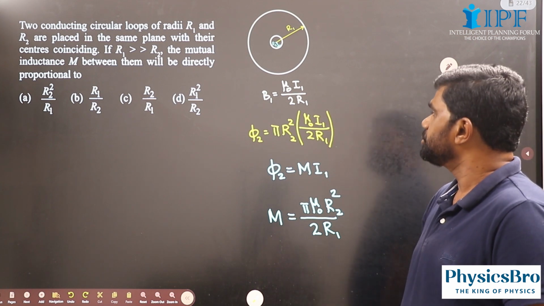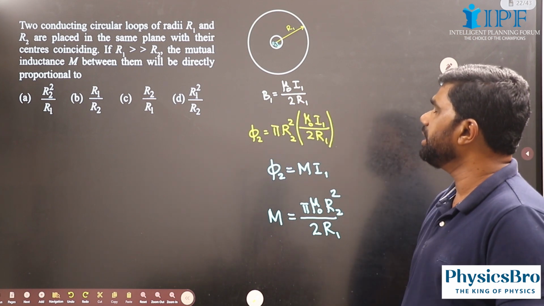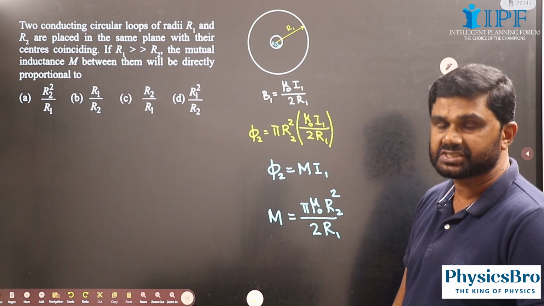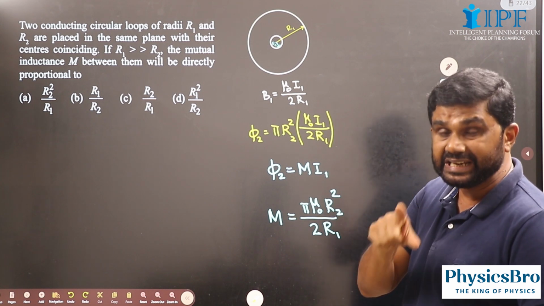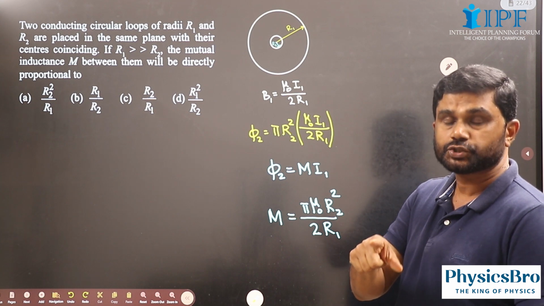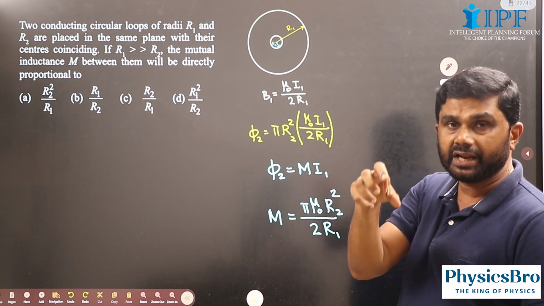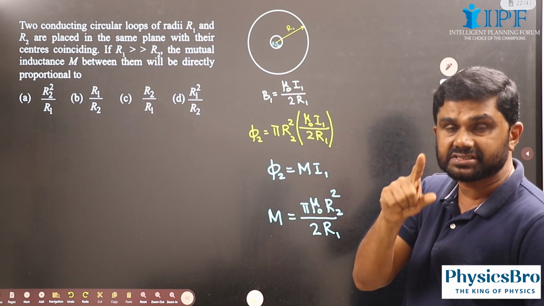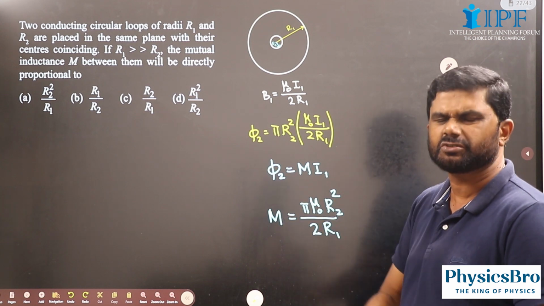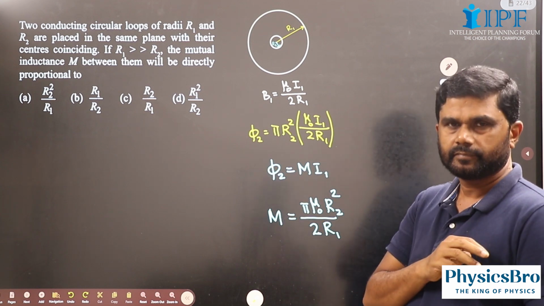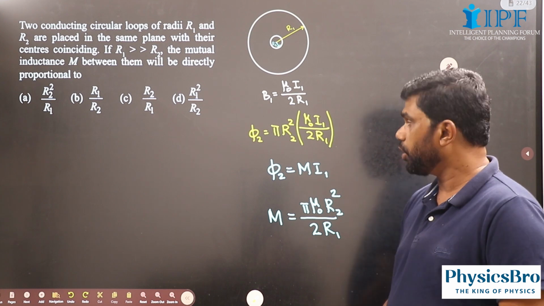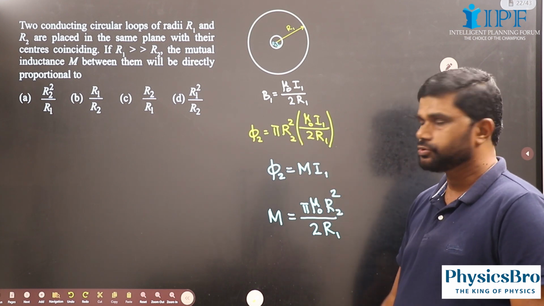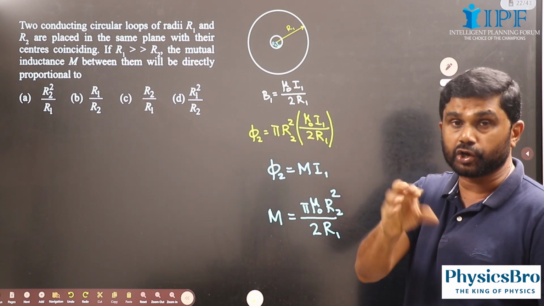Okay. Now see, this is the magnetic field due to the first coil at its center. The second coil is kept at the center of the first coil. So let us assume that the field inside the second coil is uniform because its area is very small. Okay, this is the flux through unit area, and the area of the smaller loop will be pi r2 square. So this is the flux through the smaller loop.